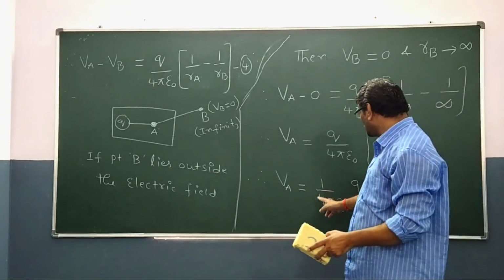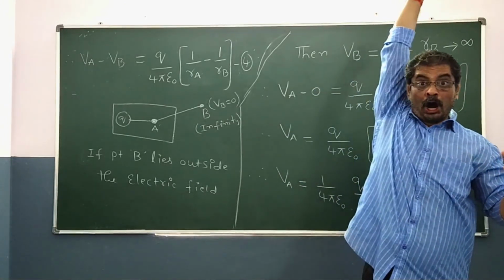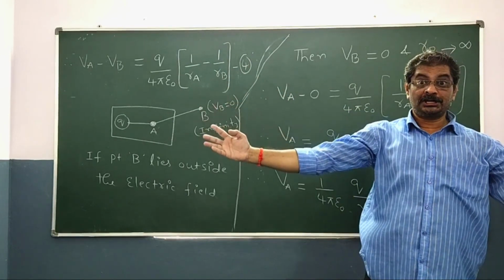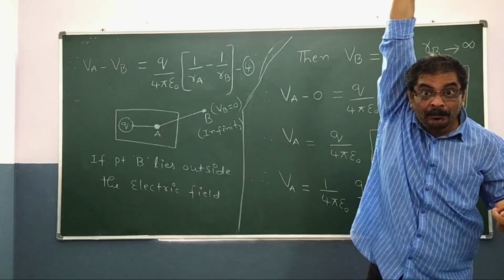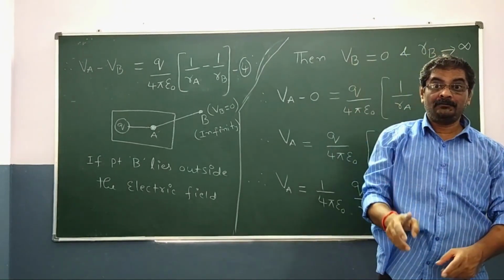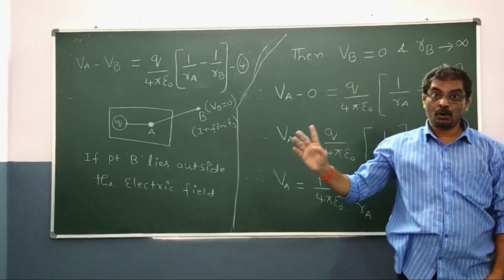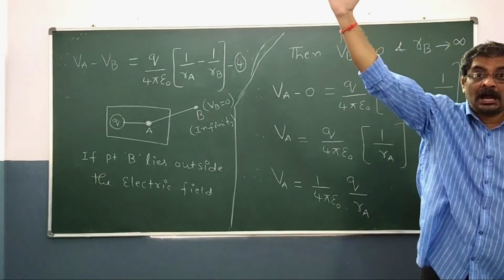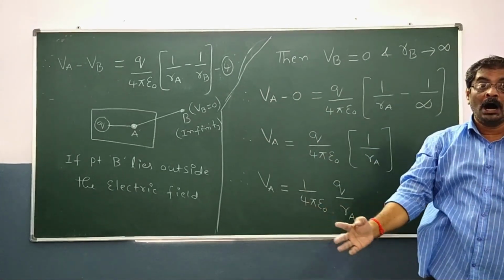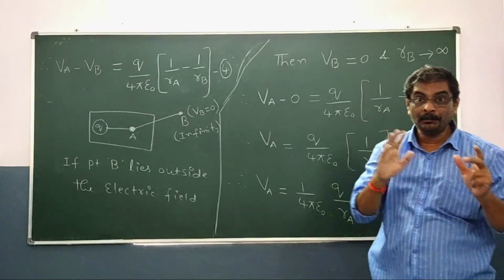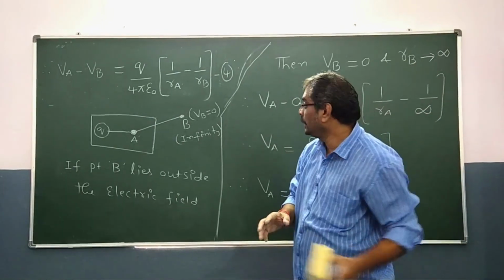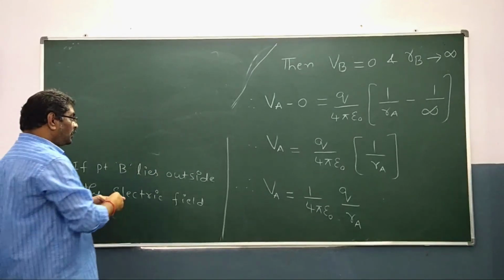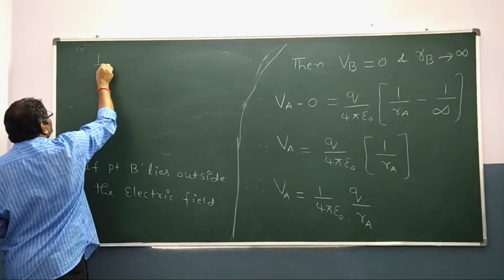Now I will be dropping the suffix. As a result we will be getting the general formula for the electric potential for any point that will be lying inside the electric field. So if I have this, I can generalize the formula.